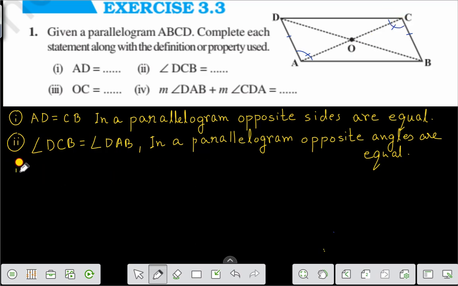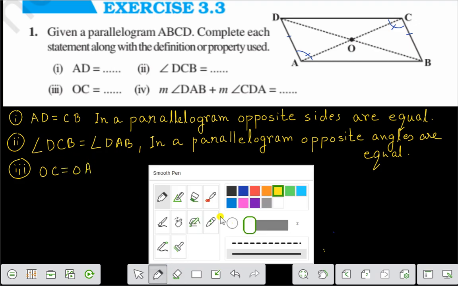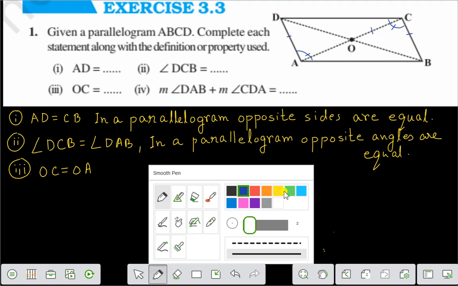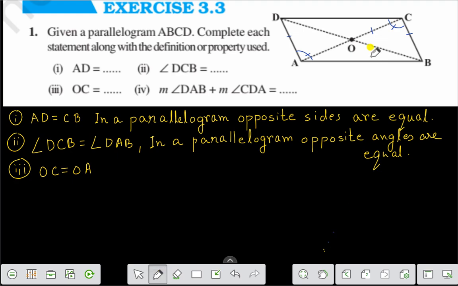Now see number 3, OC is equal to OA. That means OC is this side, O to C, and this one OA, this side. This side is equal to this side. OC is equal to OA. What is the reason?